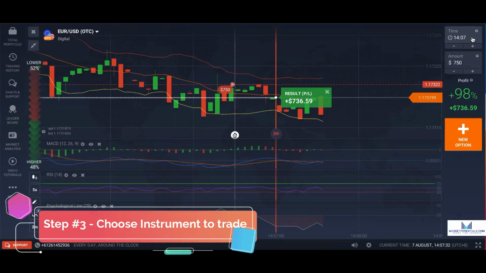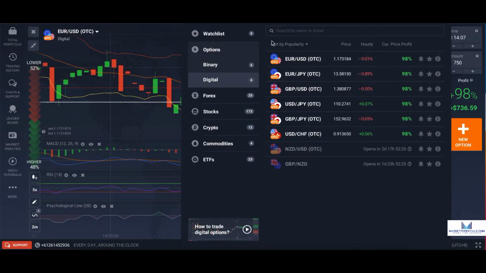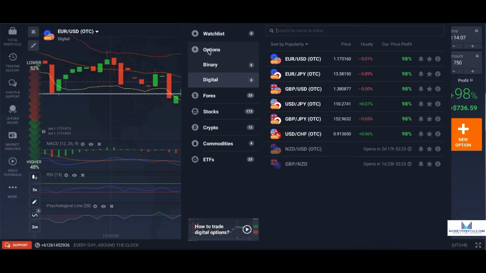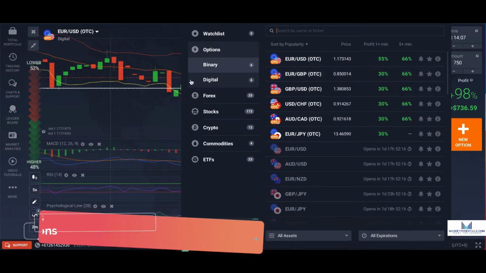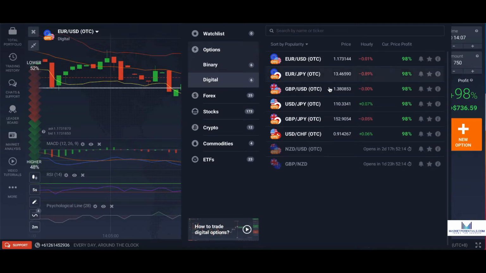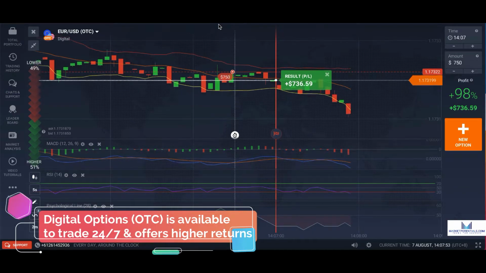Now, after you've selected the time and the amount, you can go ahead and pick the currencies that you want to trade. As I said earlier, I'm trading the digital binary options, so all of this is available. This is a weekend, so the traditional binary options are limited. They're not fully available, but the OTC is always available. You can trade around the clock with these digital binary option trades.